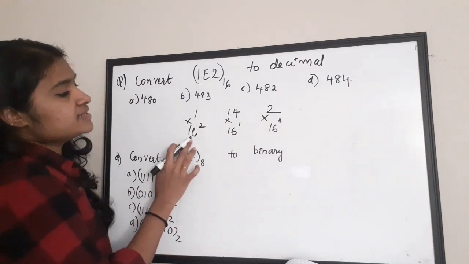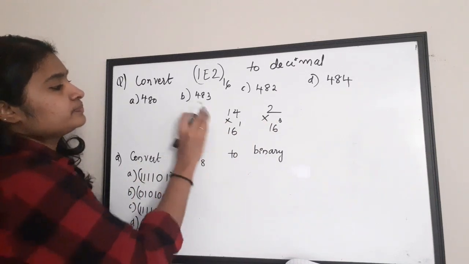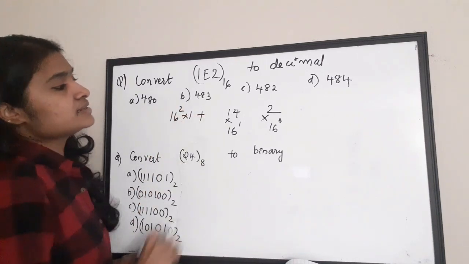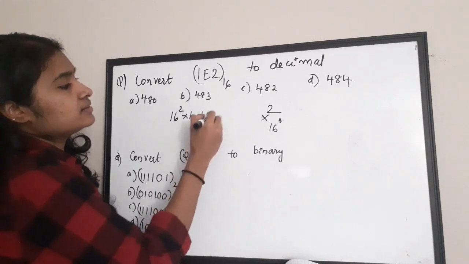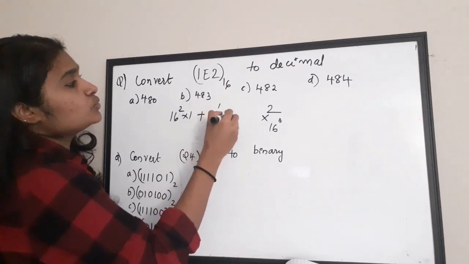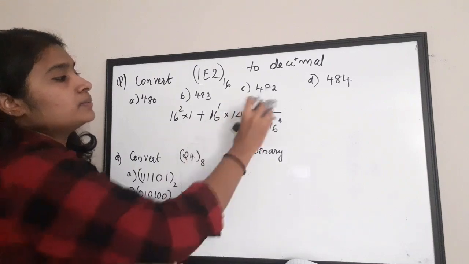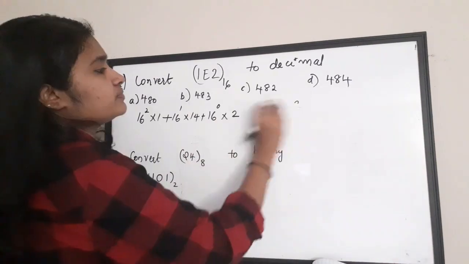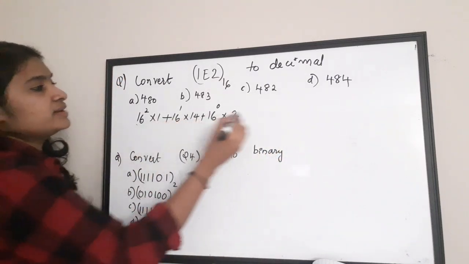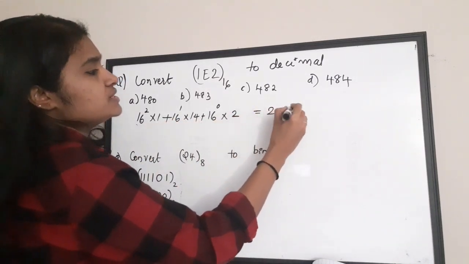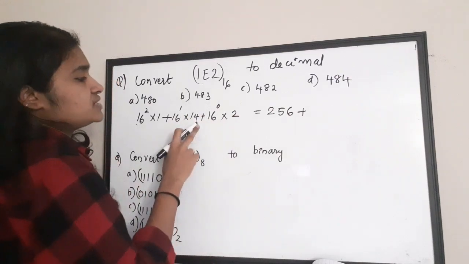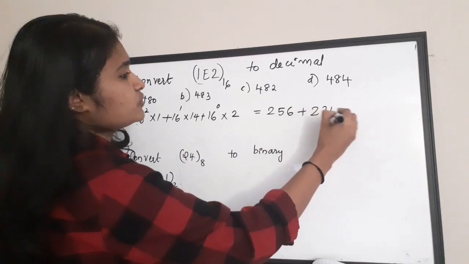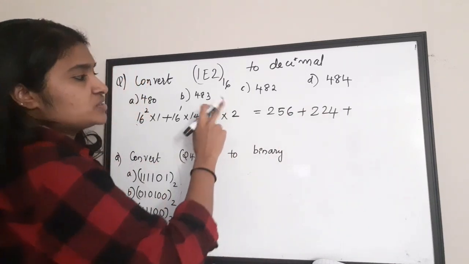That is 16 square into 1, plus 16 raised to 1 into 14, plus 16 raised to 0 into 2. So 16 square is 256, plus 14 into 16. 16 raised to 1 means 16. 16 into 14 is 224. 224 plus 16 raised to 0 is 1, so into 2.